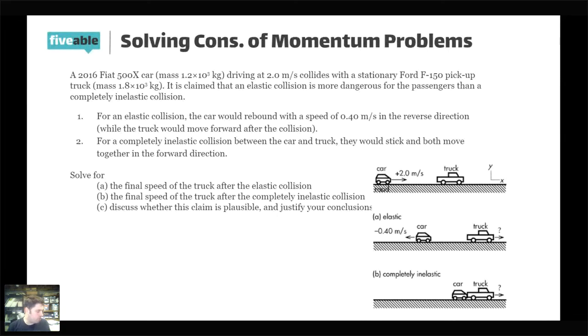Okay, so to prove this, or support or refute this claim, depending on what we're trying to do here, we're going to go through and try to figure out what is the final speed of the truck after the collision, when it's elastic, when it's inelastic, and then is this claim that an elastic collision is more dangerous valid or not? How do we go about dealing with that?